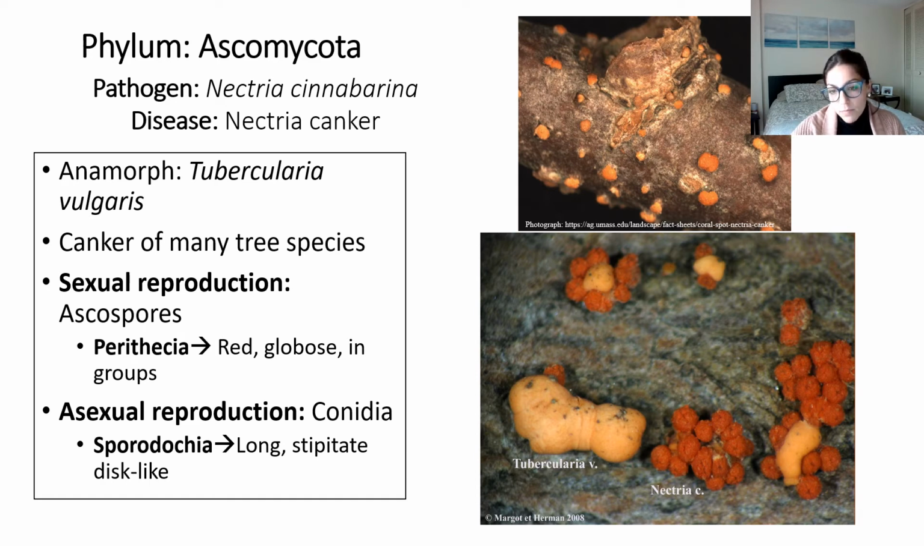In this picture here, we can see the reddish perithecia, and the asexual reproduction of this fungus is through conidia, which are produced within another fruiting body, which is a sporodochia, which is long, stipitate, and disc-like. So the sexual stage of this fungus is reddish, as we can see in the picture over here, while the anamorph or the asexual is kind of skin color, orangey, as we can see right here.